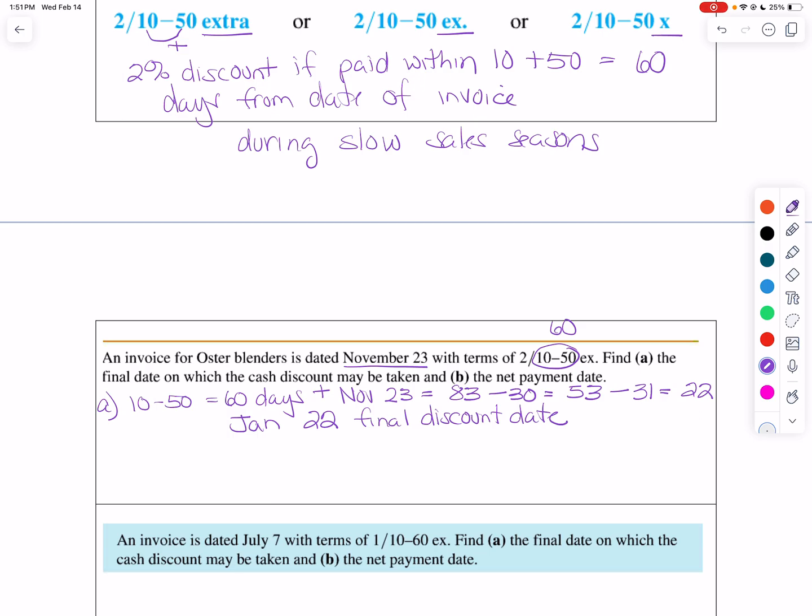Okay? And then the net payment date, remember, there's no net payment mentioned. So the net payment date is 20 days plus the last discount date, which would be January. I'm not going to write January, but it's going to be January 42nd, from which we take out the 31 days in January, and that gives me the 11th of February.